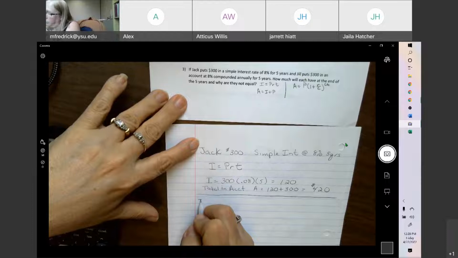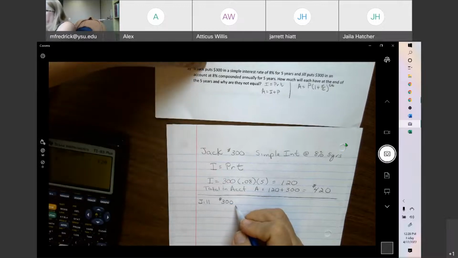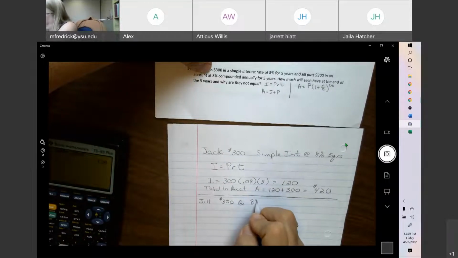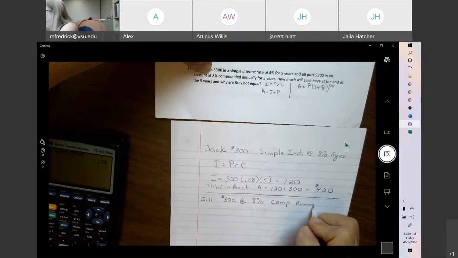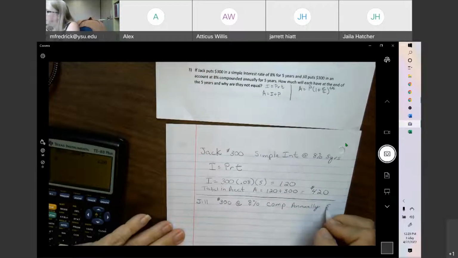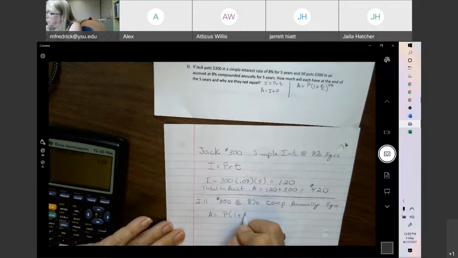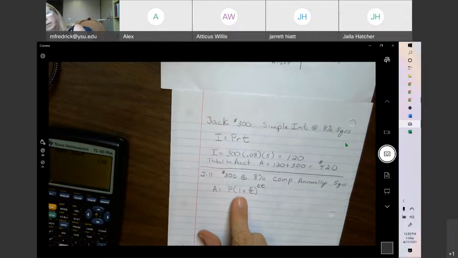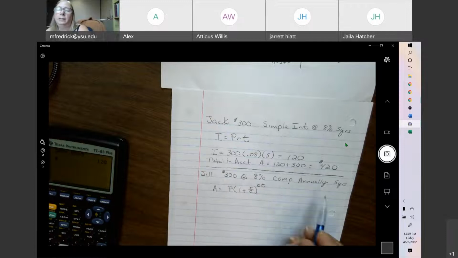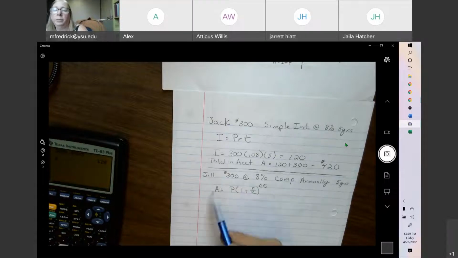Okay, Jill also puts 300 into an account at 8%, but this one's compounded annually. 5 years. Compounded amounts use this formula. A equals P times the quantity 1 plus R over C to the CT. C is the number of times it's compounded in a year. R is your rate. So all these variables we've used.